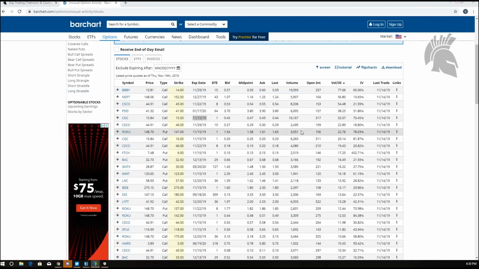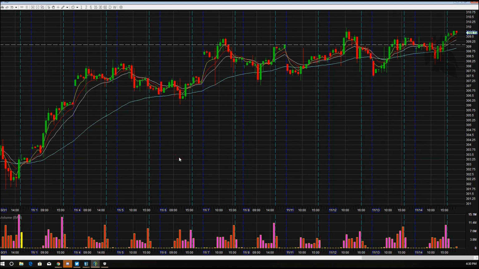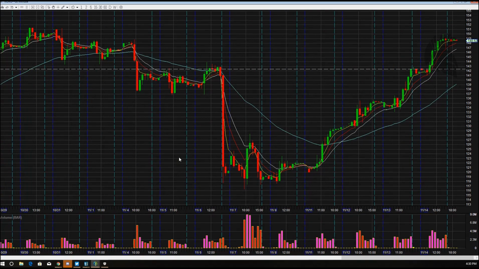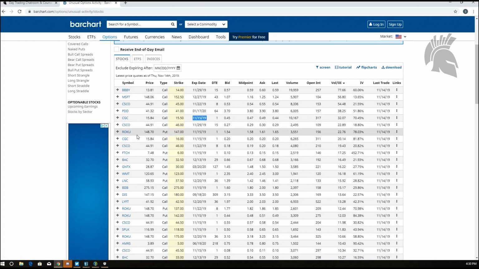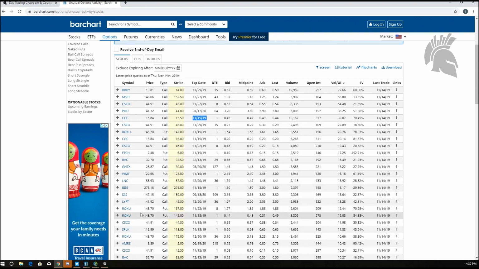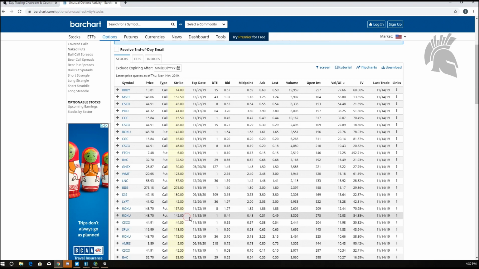So there's different ways that you can use these option sweeps. I think one of my favorite examples from today would be Roku. If we look at the options, we can see that it was being swept, and there was significant volume on the contracts the entire day. There's a sweep right here. We have a couple sweeps down here, the 137s, the 142s. Here's the 147s. This is the closest expiration of those sweeps, besides the 142s down here.